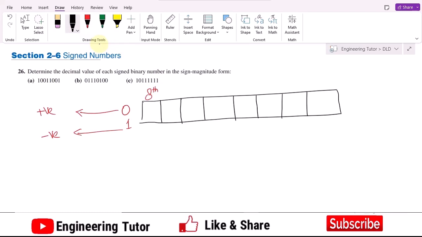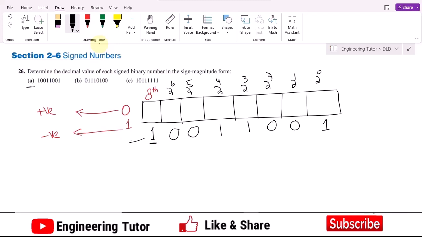So the first number here, this is part A, and that is 1 00 11 00 1. So these are basically 2 raised to the power 0, 1, 2, 3, 4, 5, and 2 raised to the power 6, while this is a sign bit. So this sign bit basically represents that this is a negative number.